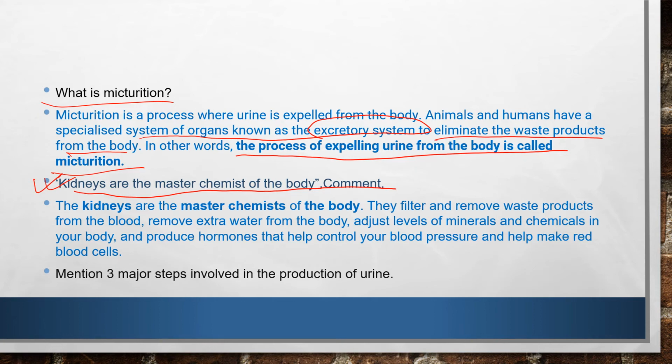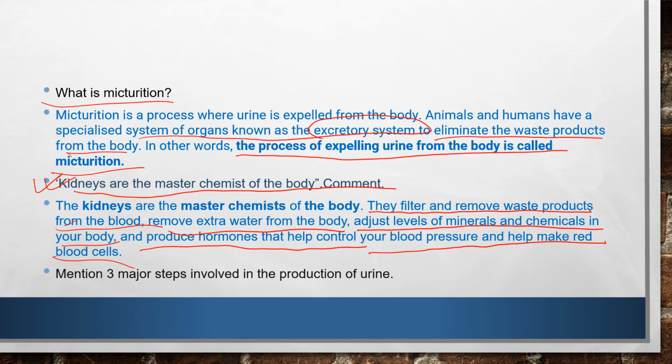Because they filter and remove the waste products from the blood. They remove the extra water from the body. They adjust the levels of minerals and chemicals in your body, produce hormones that help control your blood pressure, and make red blood cells. Is it clear? So this is a very important question. Why are kidneys called the master chemist of the body?